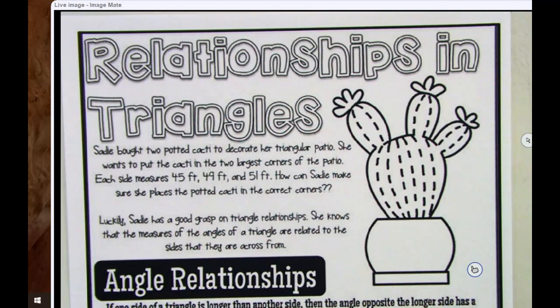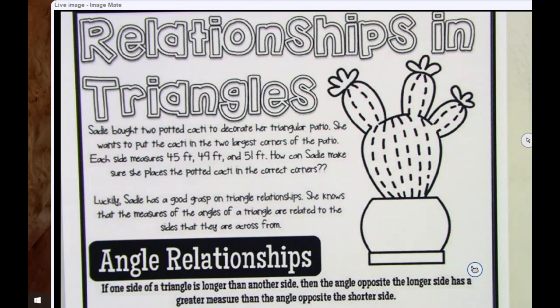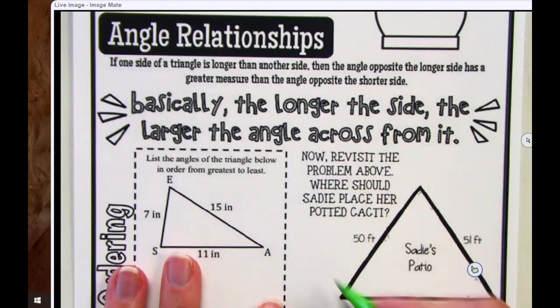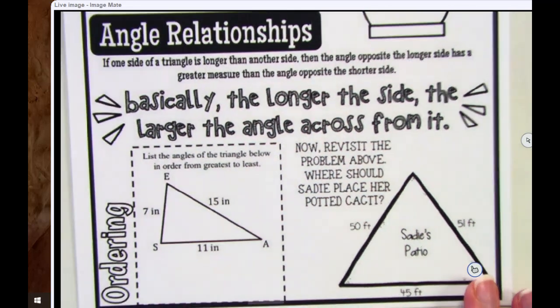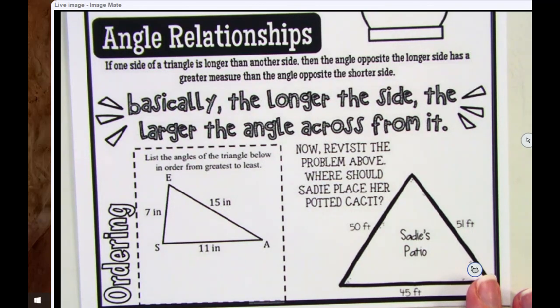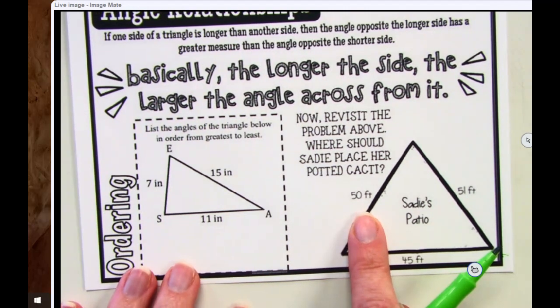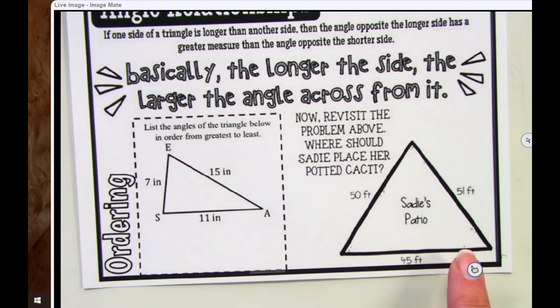So if I look at this, it starts with a story problem right here, and it says Sadie bought 2 potted cacti to decorate her triangular patio. And here's her patio down here in this bottom corner right here. They've sketched it for me. She wants to put the cacti in the 2 largest corners of the patio. And we've got our sides labeled as listed in our story problem. This is how can Sadie make sure she places the potted cacti in the correct corners.